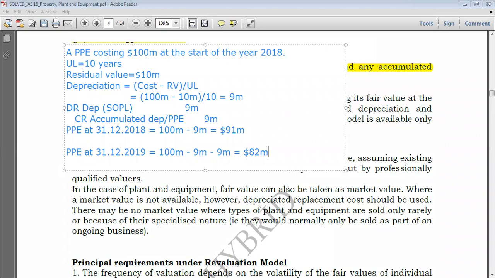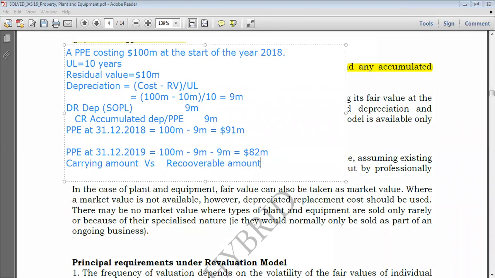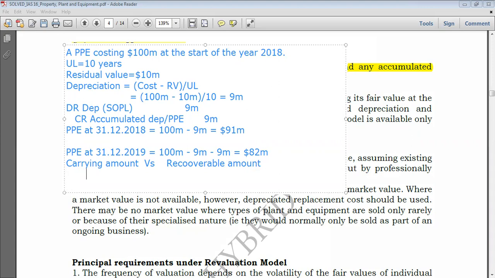Now, let's just add a simple thing. We already talked about impairment loss. When speaking of impairment loss, we usually compare the carrying amount against the recoverable amount. This is about IAS 36, but let us just do it. If carrying amount exceeds recoverable amount, then we say there is an impairment loss. Now let's presume we are given the carrying amount at the end of 2019 as $82 million.